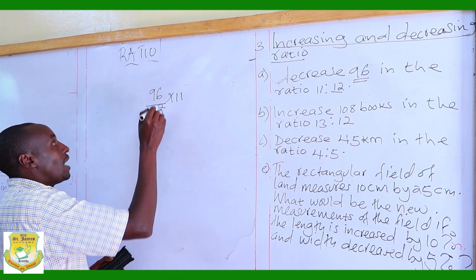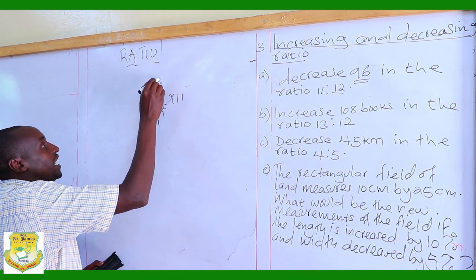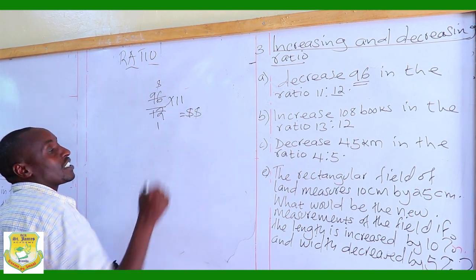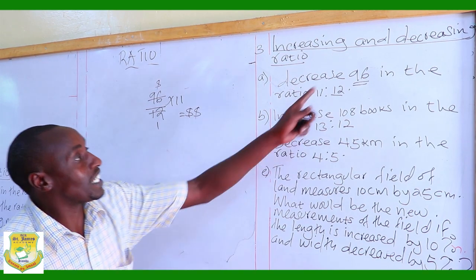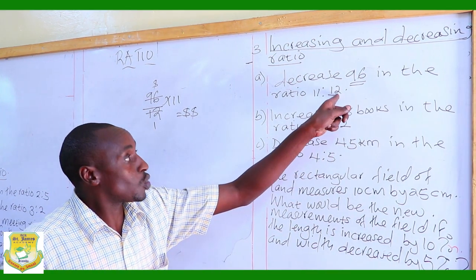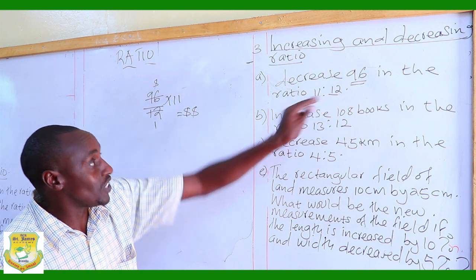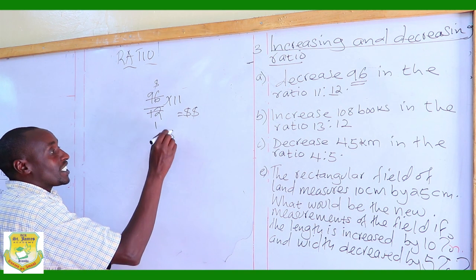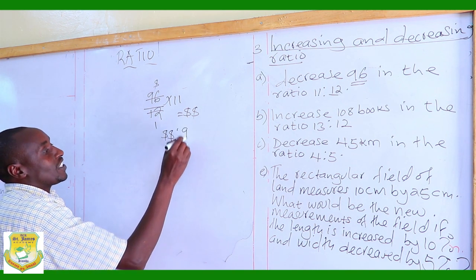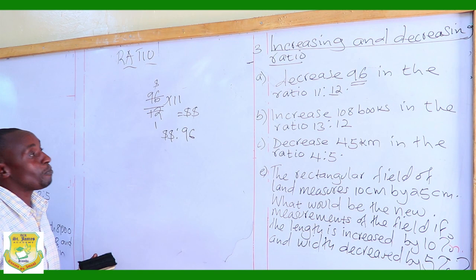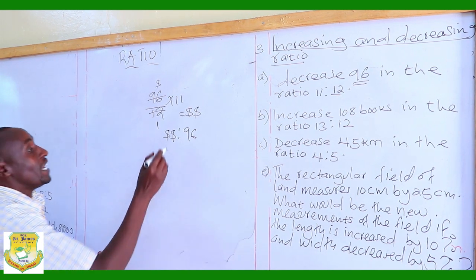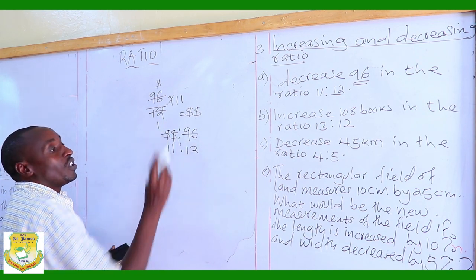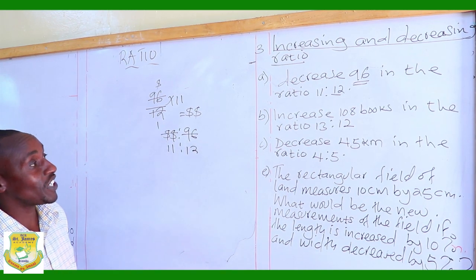By 12, 1, by 12, I get 8. So 8 times 11, I get 88. I have decreased 96 in ratio 11:12. If I want to get this ratio, I can take 88:96. If you simplify it, you're going to get that ratio. By 8, I get 11. By 8, I get 12. So the answer is 88.